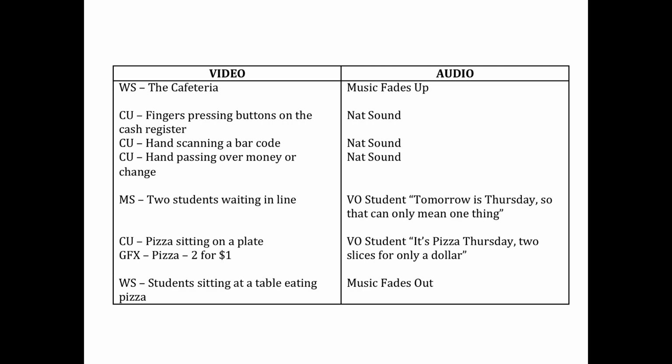Okay, here is a really good example of a two-column script. Let's see if we can interpret it and visualize it in our minds. It starts out with the video side, a wide shot of the cafeteria. While we see that wide shot of the cafeteria, the music is fading up. Then we see a close-up of fingers pressing buttons on the cash register. We hear the natural sound of the fingers pressing the buttons, the beep, beep, beep, beep, beep, and so forth.